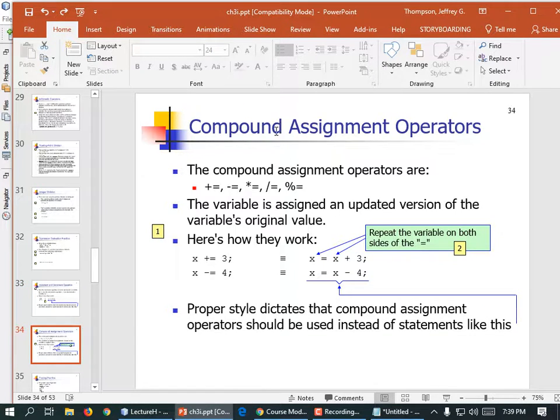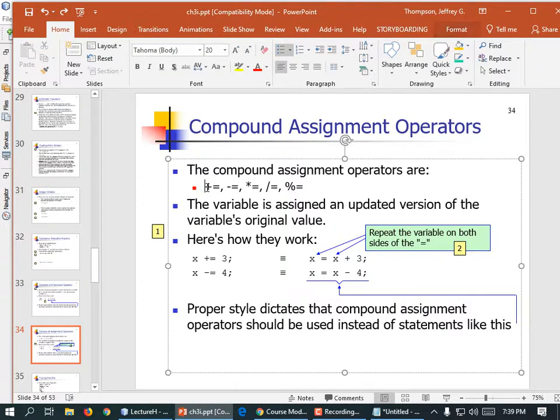And then there are the compound assignment operators. These are what you had in Python. Plus equals, minus equals. You didn't have ++ in Python, but you got plus equals. Same thing for minus equals, times equals, divide equals, and modulus equals.